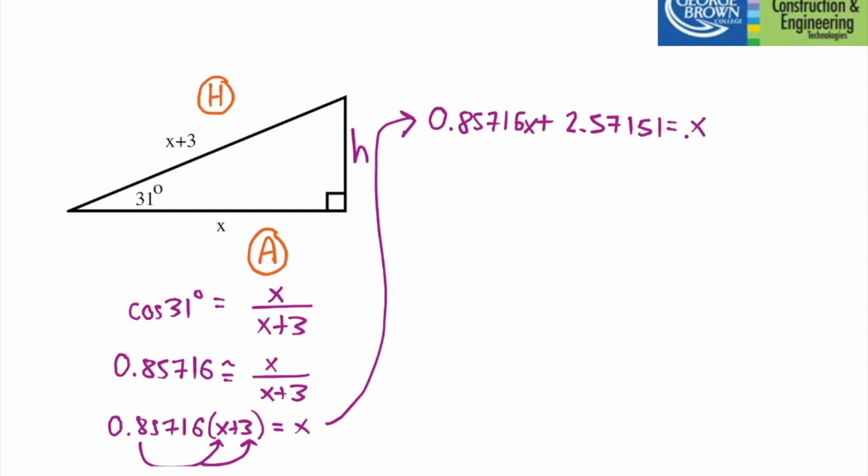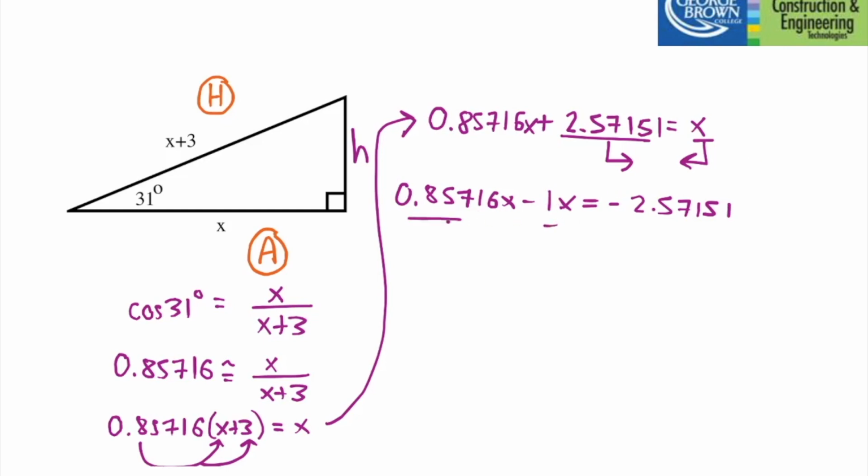We're going to move the terms over to one side, all the x's. So this x is going to go on this side, and this decimal is going to go on the other side. So we end up with 0.85716x minus x is negative 2.57151. Notice that there's actually a 1 in front of the x, so you're going to do 0.8 minus 1, which is 0.14 something. I grabbed my calculator and I got negative 0.1428.